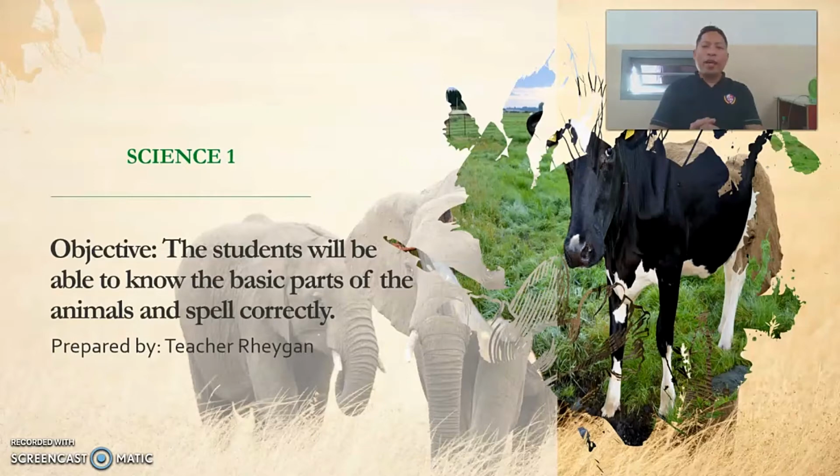Today we have a topic in this week 10. So it's all about animals. What are the parts of the animals? So today we have an objective. The students will be able to know the basic parts of the animals and spell it correctly.